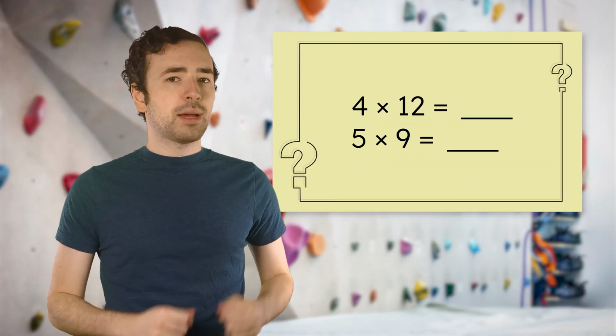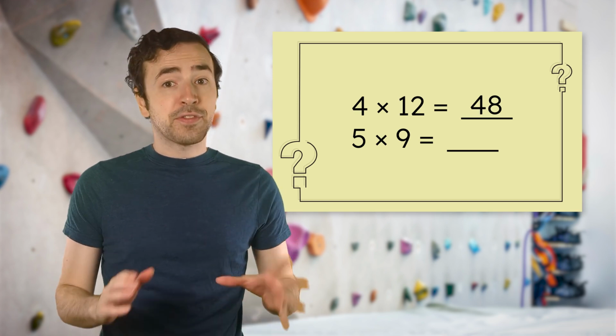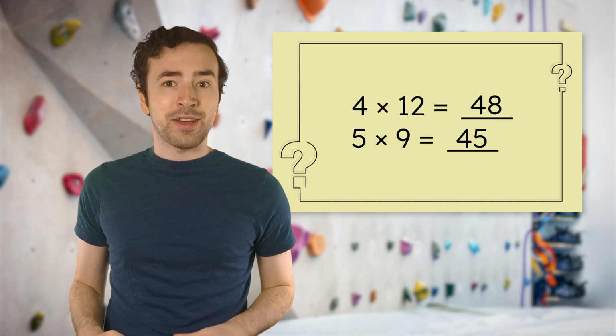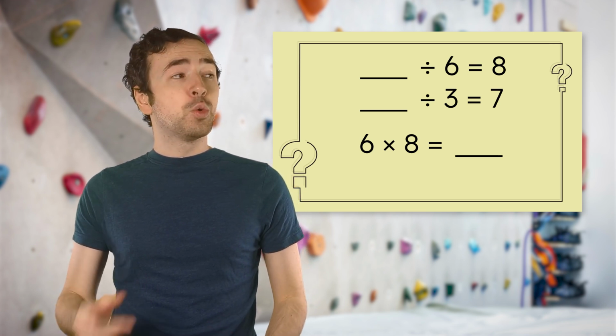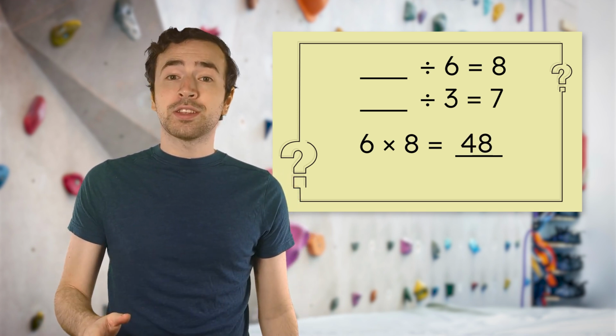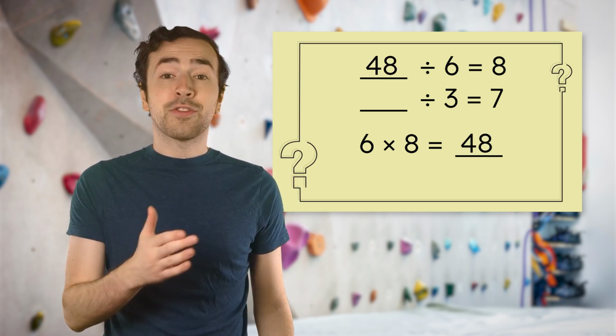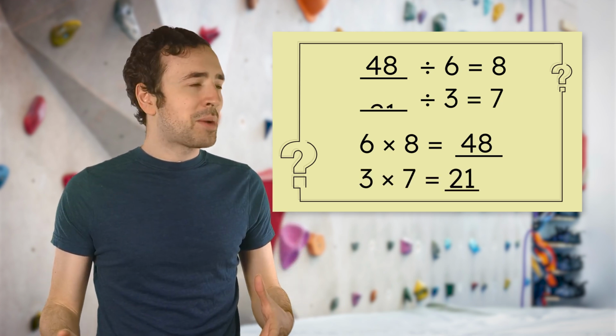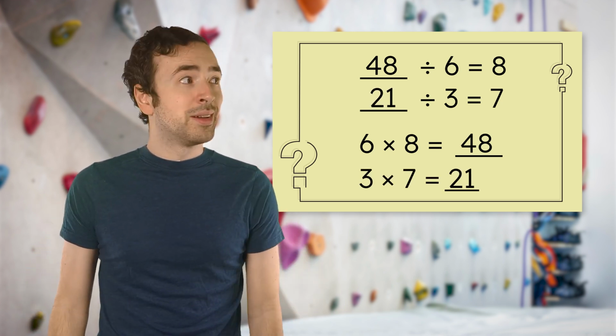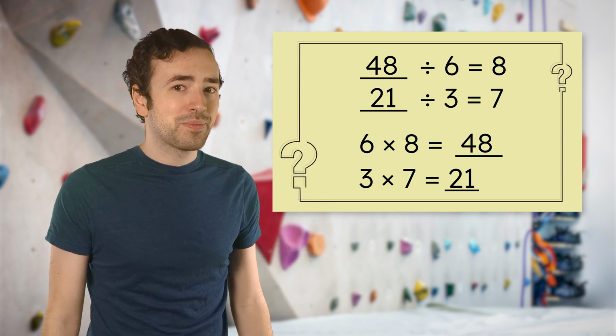Okay, so 4 times 12 equals 48. And 5 times 9 equals 45. Then we can use 6 times 8 to figure out the dividend. That equals 48, so 48 divided by 6 equals 8. And finally, 3 times 7 equals 21, which means 21 divided by 3 equals 7. Now we can climb to that first checkpoint.